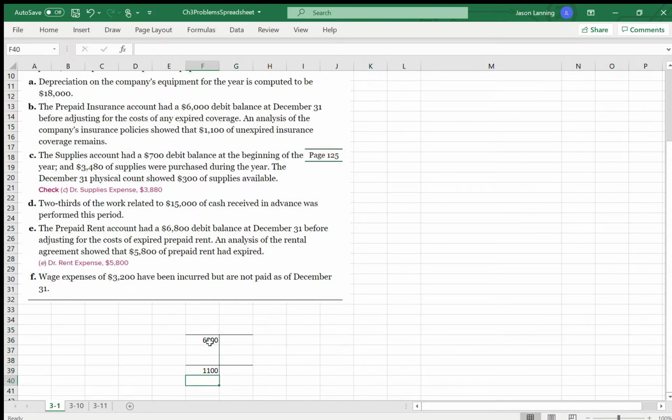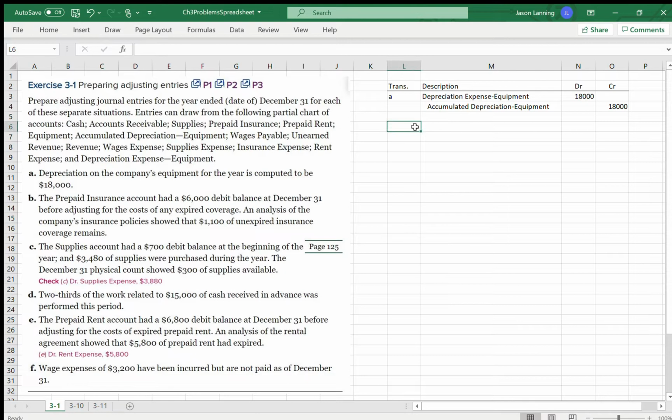So how do we get from 6,000 on the debit to 1,100 on the debit? Well, we have to credit 4,900. So here in B, we paid this insurance up front, but as time has gone by, we've used it. So essentially we have an insurance expense for what we've used, the 4,900. Then we credit our prepaid because now that we've used part of this insurance, we no longer own that much of the insurance.